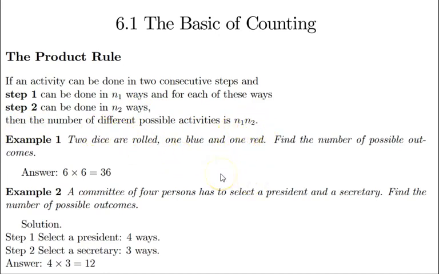Example 1. 2 dice are rolled, 1 blue and 1 red. Find the number of possible outcomes. The answer is 6 times 6. We have 2 steps, and each step has 6 outcomes, regardless of what is the outcome of the other step.